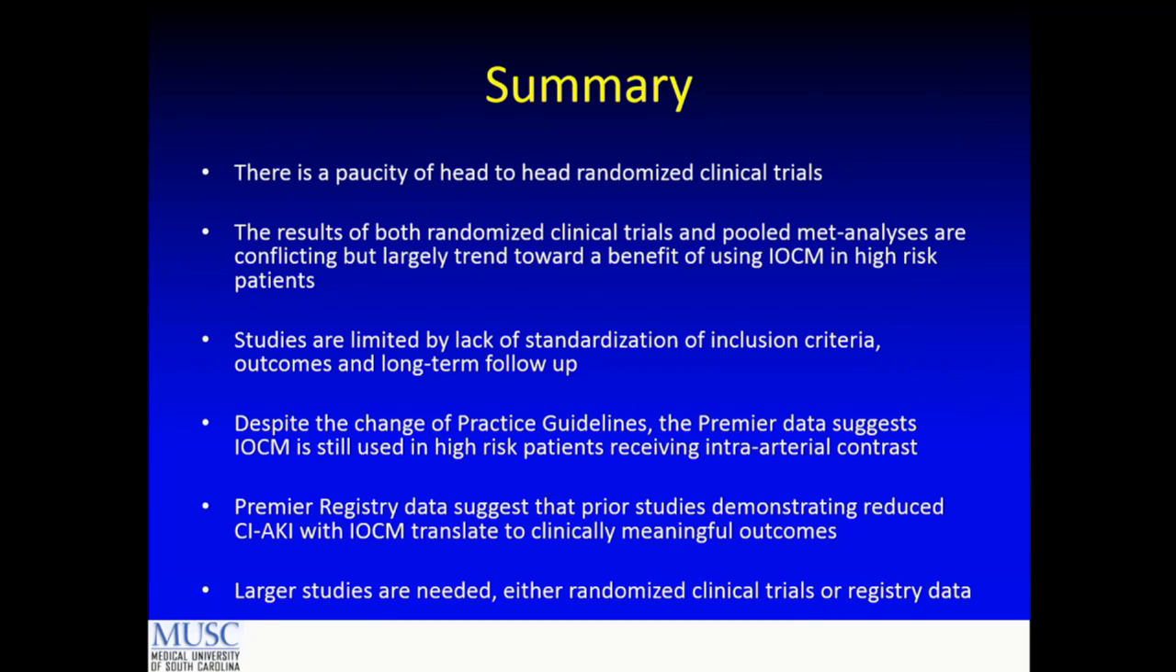So in summary, there is a paucity of data from head-to-head randomized clinical trials comparing contrast agents. The results of both randomized clinical trials and pooled meta-analyses are conflicting, but largely trend towards the benefit of iso-osmolar contrast in high-risk patients. Studies are limited by lack of standardization of inclusion criteria and outcomes with long-term follow-up. And interestingly, despite a change in practice guidelines, the Premier database would suggest that iso-osmolar contrast is actually still used in high-risk patients and intra-arterial contrast injections.